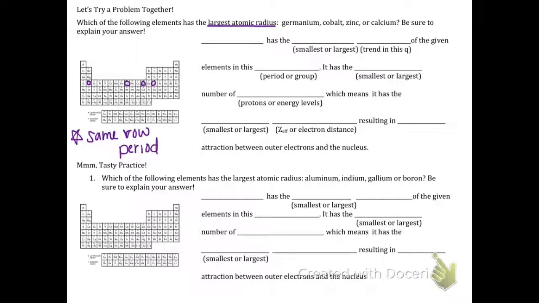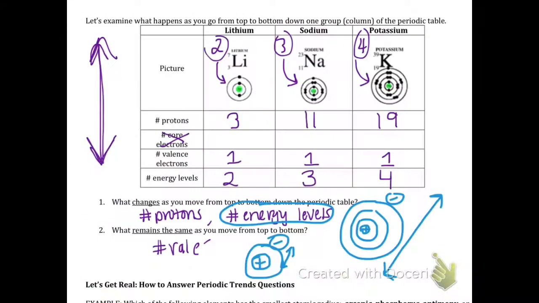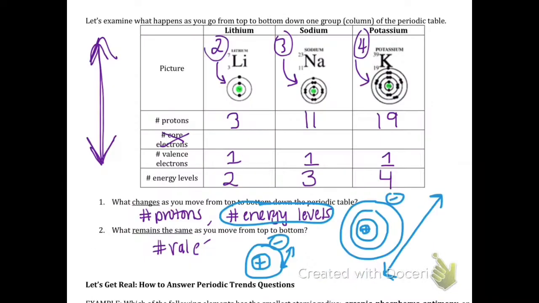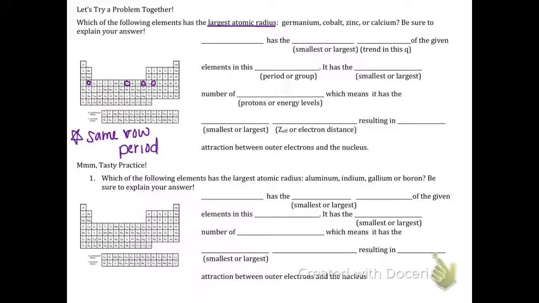Okay, so then you think back and you're like, okay, going back to my trend here, I know I'm going to get larger from right to left. So I'm going to draw a reminder arrow to myself that it gets bigger going that way. If I want the largest one, then it's the one that is at the very end here. The largest side is over here, which is, dun, dun, dun, calcium.